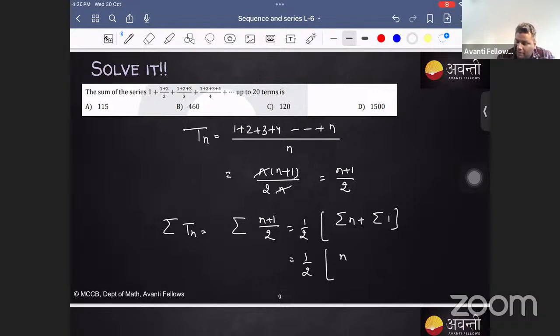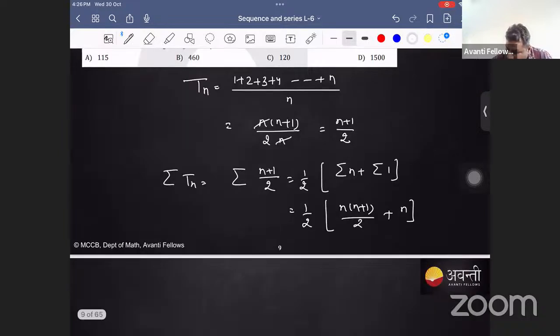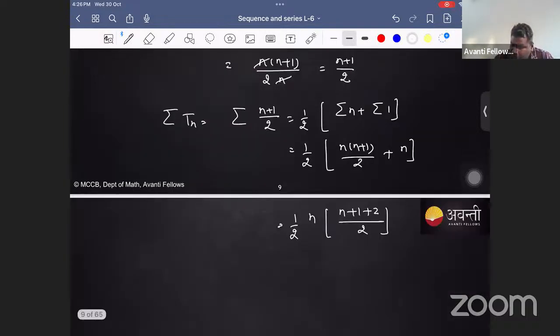Now sigma n is what? n into n plus 1 upon 2. Sigma 1 is n. Sigma 1 is what? 1, 1, 1, repeating n times. So that will be your answer. Now half outside, if you take n as common, it is n into n plus 1 plus 2 upon 2. So that is 1/4 of n into n plus 3.